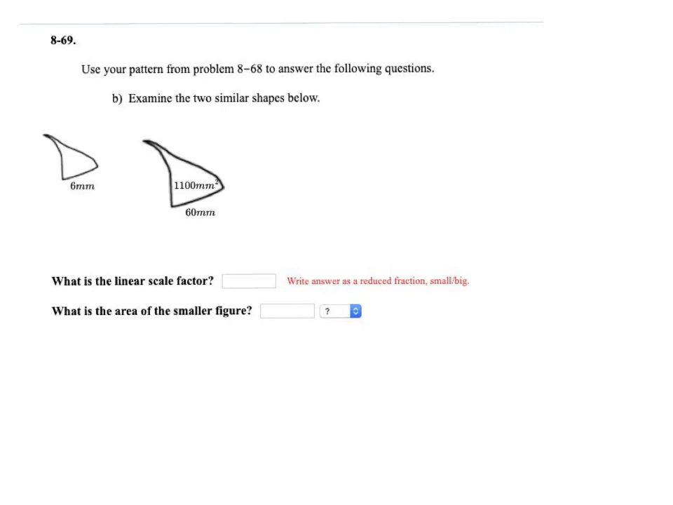So again, in this problem, we're going to take a look at both the linear and area ratios. Remember that linear is basically a measurement you can take with a tape measure or a ruler. You're measuring the distance from one point to another. In this case, the larger one is 60 and the smaller one is 6. So my linear ratio is going to equal 6 over 60. When I reduce that fraction, it'll equal 1 over 10.